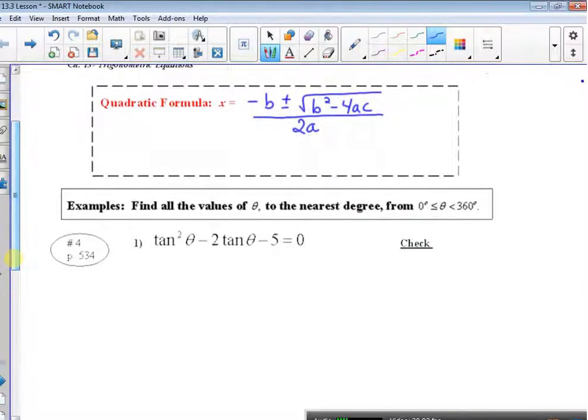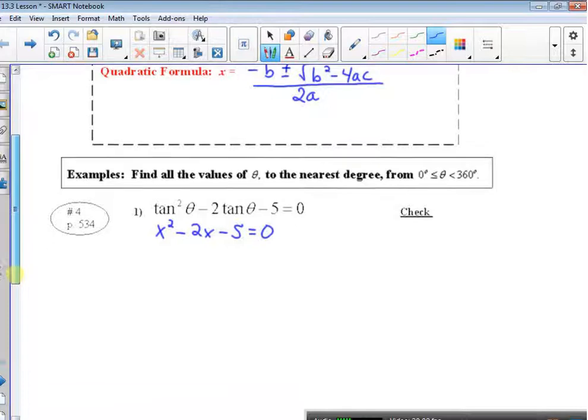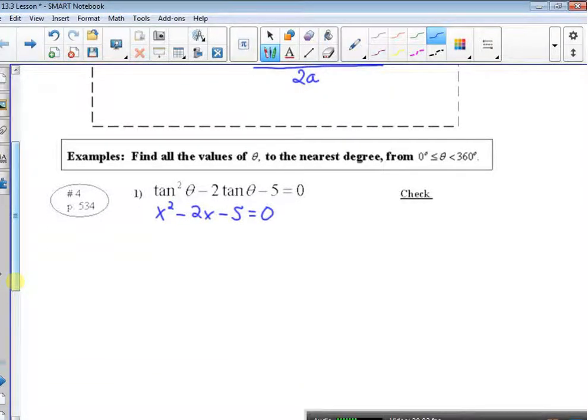All right, now tan squared theta minus 2 tan theta minus 5. I am going to write that as x squared minus 2x minus 5 equals 0 and solve for x this way. Now if I try to factor that, there are no two numbers that multiply to negative 5 that would add to negative 2. So I'm going to use the quadratic formula. I suppose you could also use completing the square. So either way would work, especially since we have a middle term of 2 for 2x and the leading coefficient is 1 for x squared.